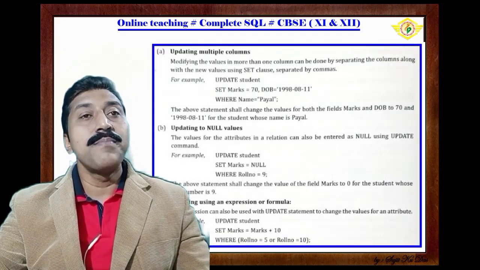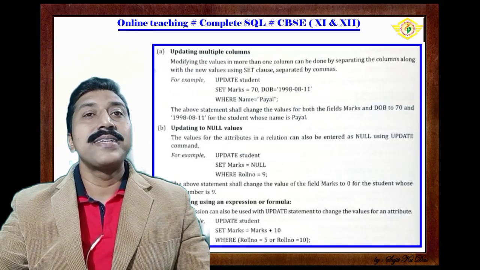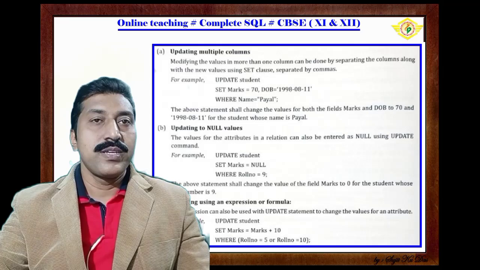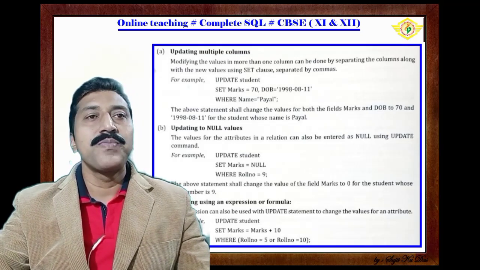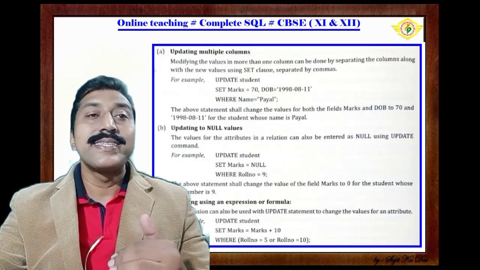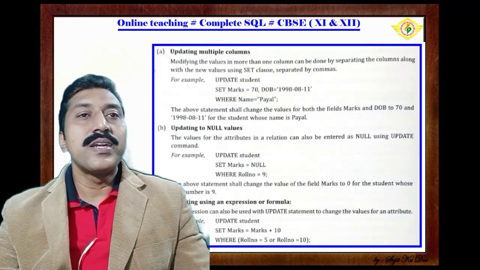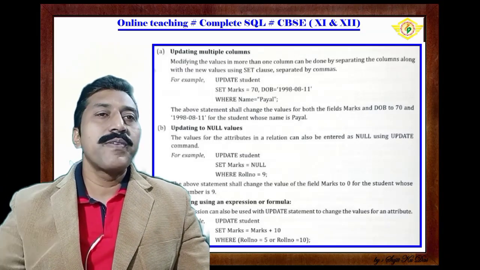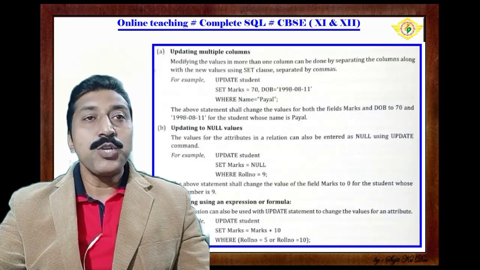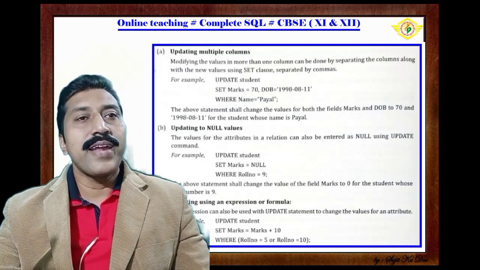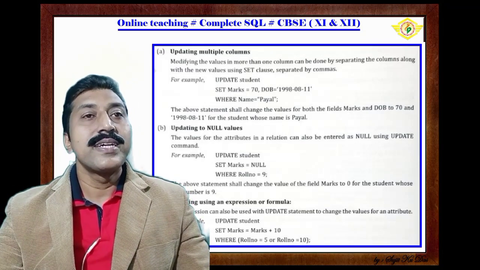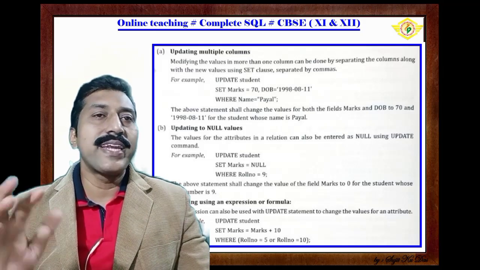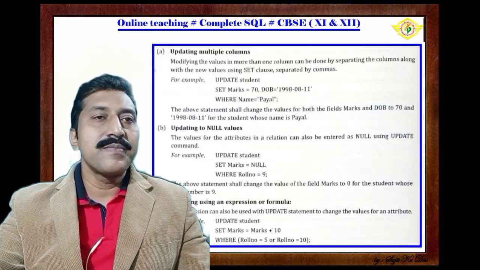Update multiple columns. Modifying the values in more than one column can be done by separating the columns along with the new values using the set clause, separated by comma. I am showing you an example. Update student, set marks equal to 70, DOB equal to this one, then where name equal to Pyare. In this way we can write. Updating to null value. In a similar way, we'll write update student set marks equal to null. In place of another value we are writing null, where roll number equal to 9.